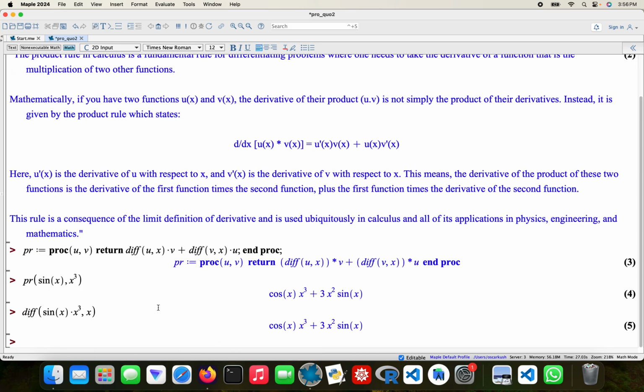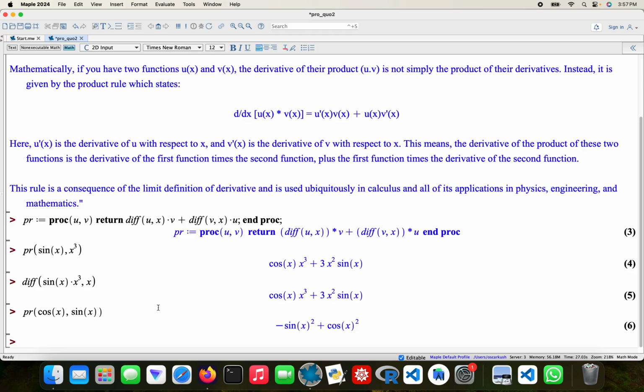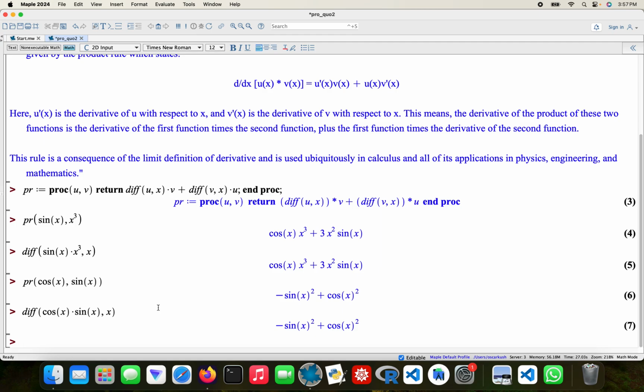And then to do another one as well, I'm going to go for cos x times sine x. So PR, calling the function again, with cos x and sine x. There we are. Then if I type in diff again, cos x times sine x with respect to x. Cool. So everything's all working good.